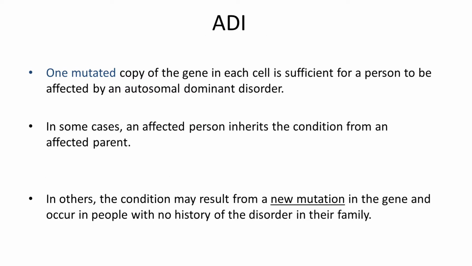Here, one mutant copy of the gene in each cell is sufficient for a person to be affected by an autosomal dominant disorder. In some cases, an affected person inherits the condition from an affected parent. In others, the condition may result from a new mutation in the gene and occur in people with no history of the disorder in their family.